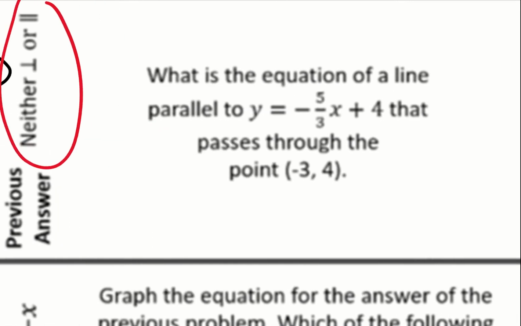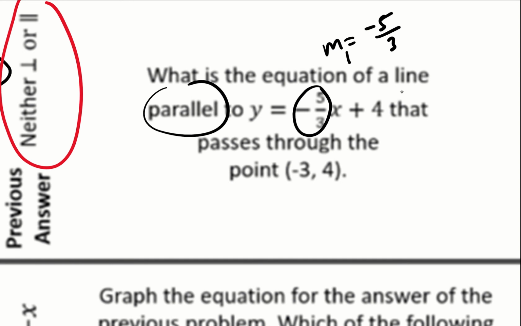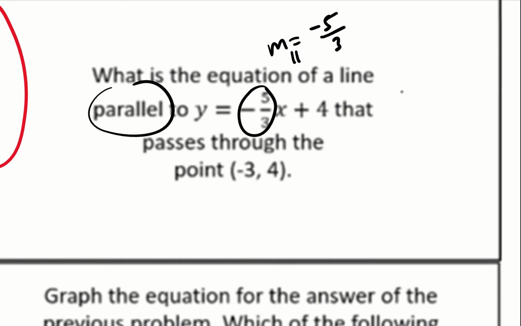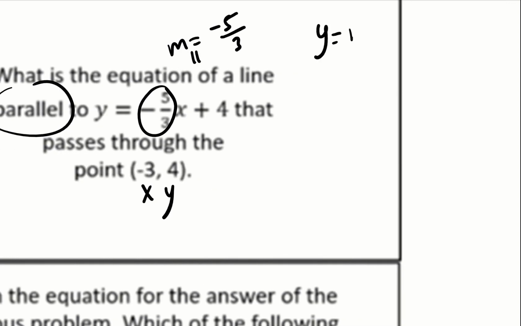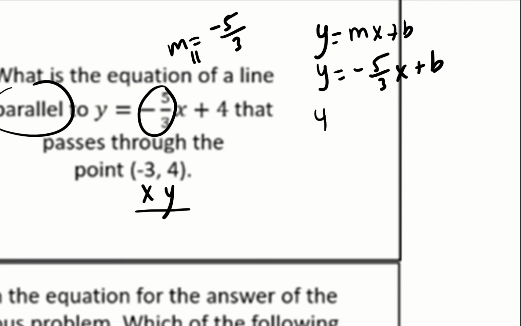So we're going to answer this question here. What is the equation of a line parallel to this? So slope here is negative 5/3, and we want it to be parallel, which means same slope. So we'll call this m parallel. It passes through the point, we got x and y. Let's go ahead and plug it into y equals mx plus b. So let's plug in the m parallel here. Now let's plug in x and y. So we got y is 4, x is -3.